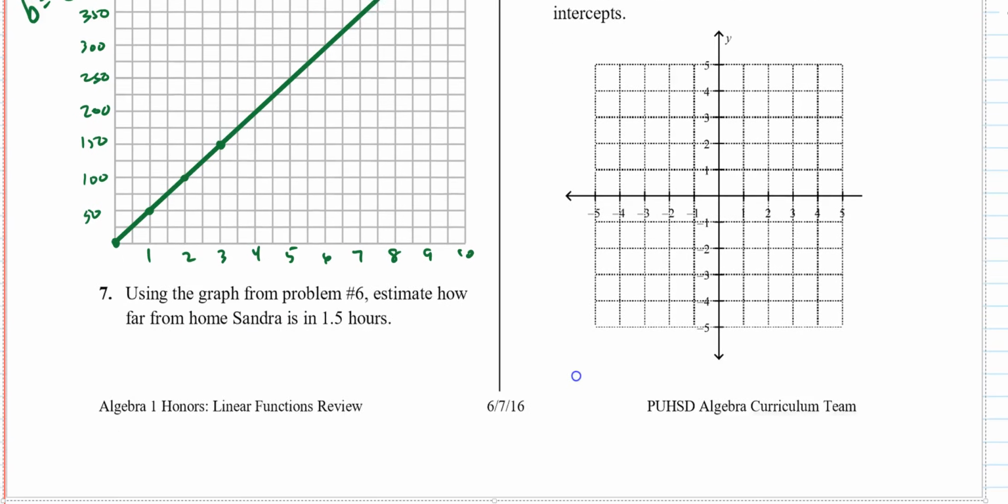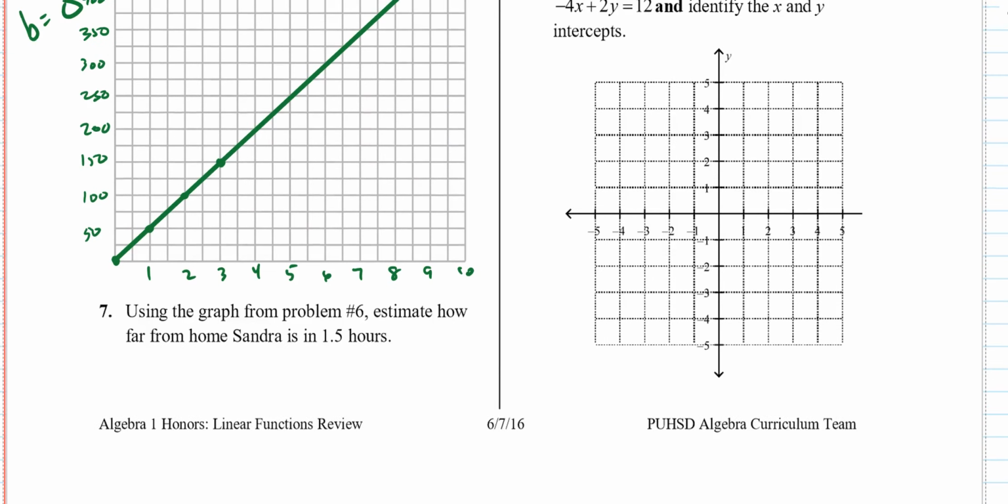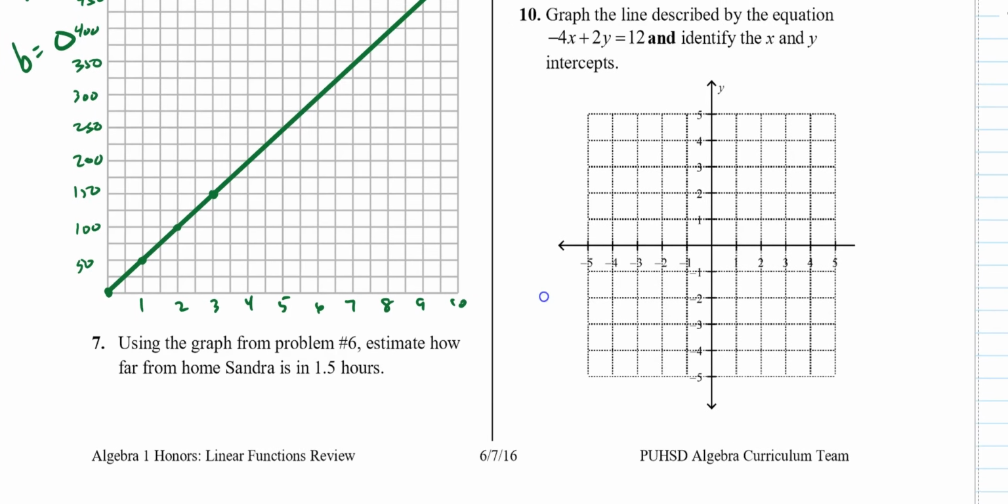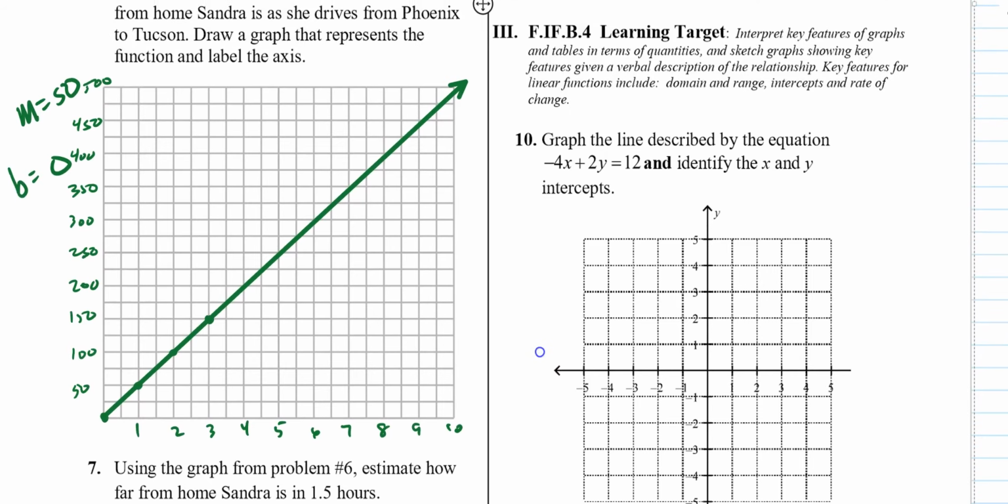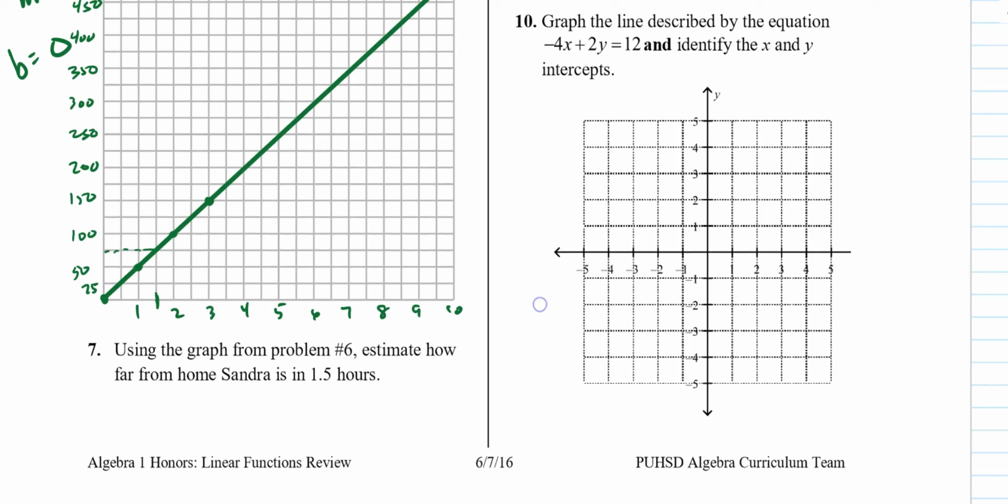All right, 7. Use the graph from that problem. Estimate how far Sandra is in 1.5 hours. So if I go to 1.5 hours, which is right here, I go up, and it looks like she's about, let's see, if I skipped a line to get 50, each of these is 25. So she is 75 miles from home.